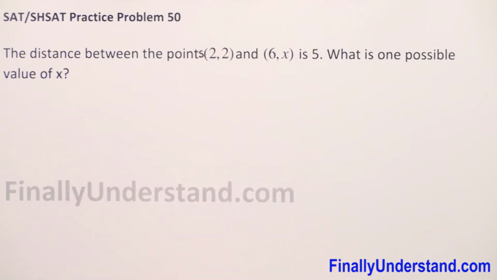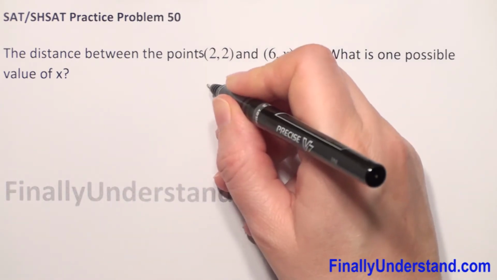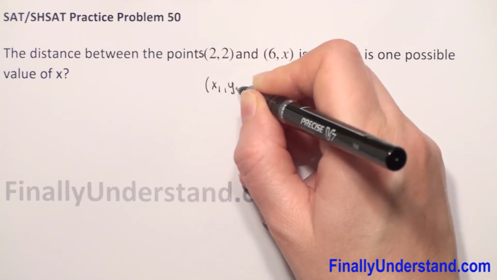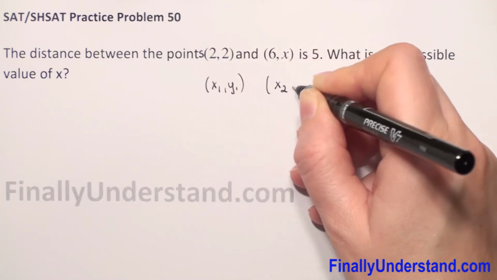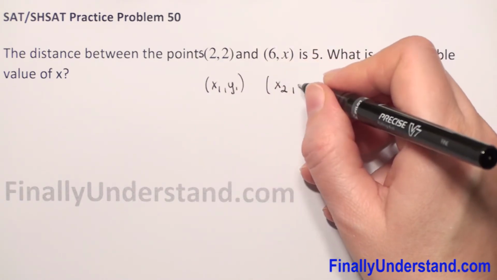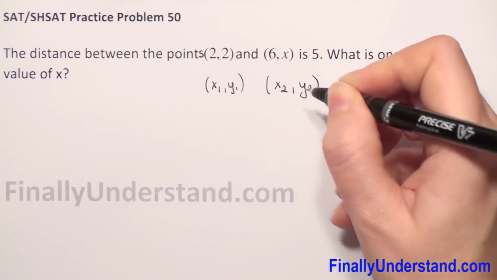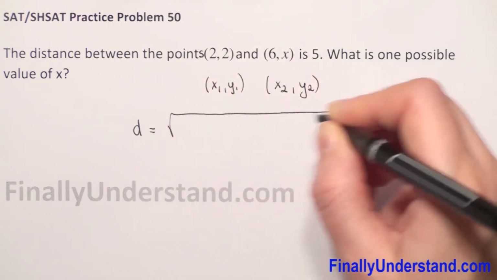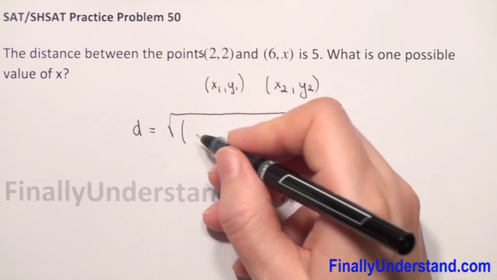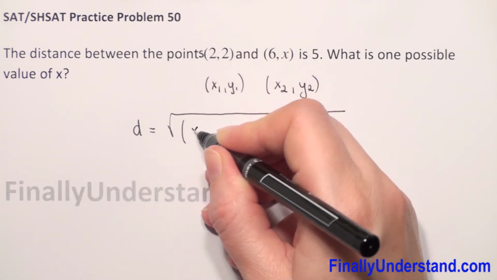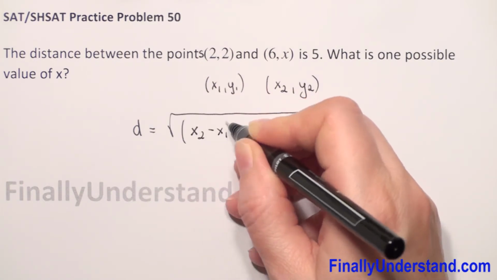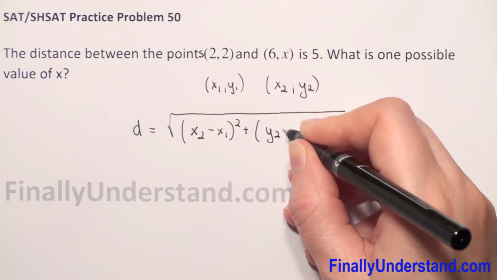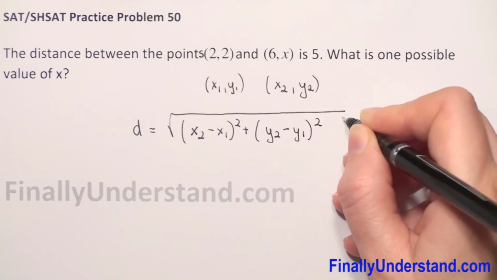When we have two given points, x1, y1 are the coordinates of the first point, and the second point will be x2 and y2. So the distance formula will be the square root of, and we have in parentheses x2 minus x1 to the second power plus y2 minus y1 to the second power.